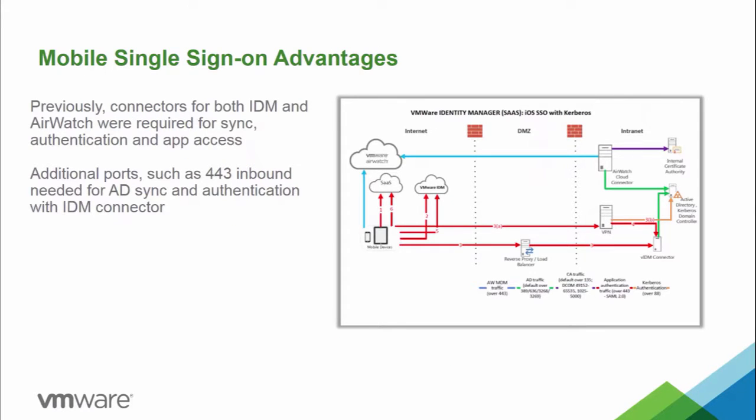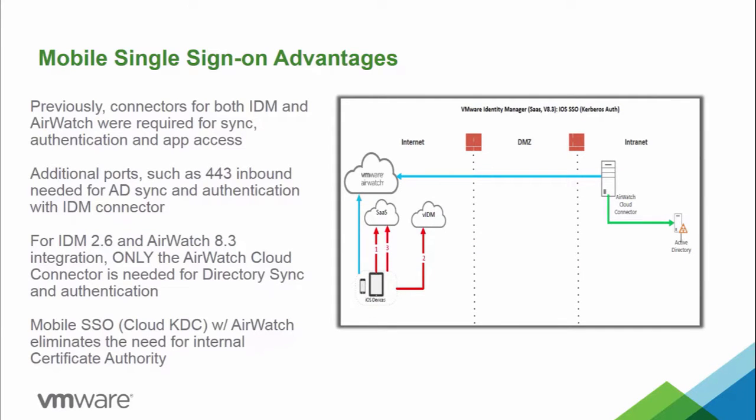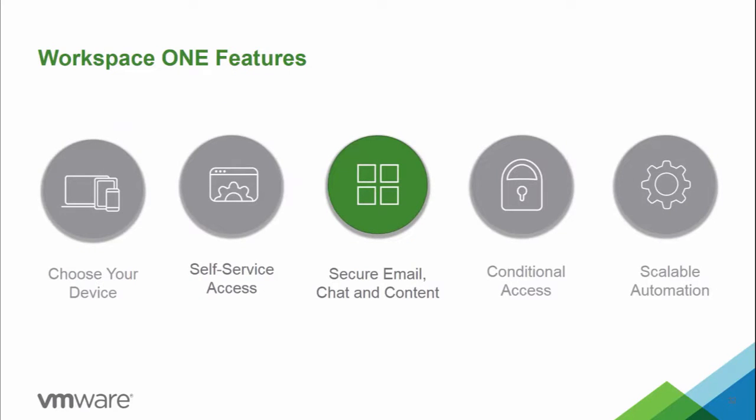The benefits of this mobile SSO are that you no longer need to implement both an IDM and AirWatch connector to sync, authenticate, and provide app access to the users. To integrate with the newer versions of IDM and AirWatch, you only need to implement the AirWatch Cloud connector for directory sync and authentication. The mobile SSO also removes the need for an internal certificate authority integration. So again, from an IT perspective, as far as implementing, deploying, and managing, it makes their job much easier. There's less to manage, less to integrate. Again, it just saves time, money, and effort for the IT department as well as the business.